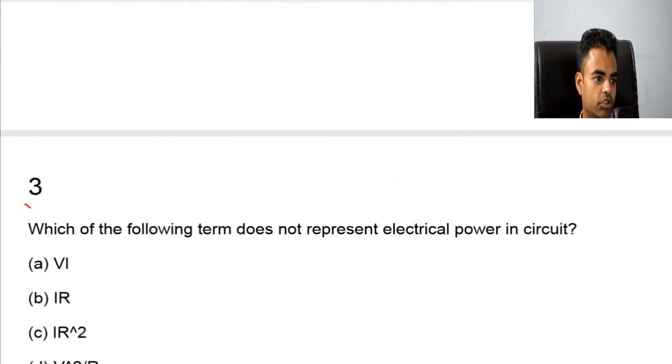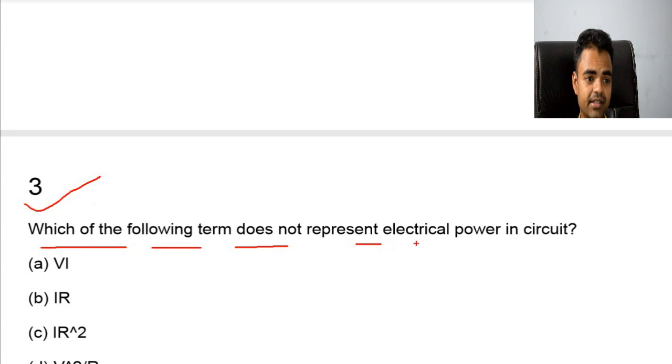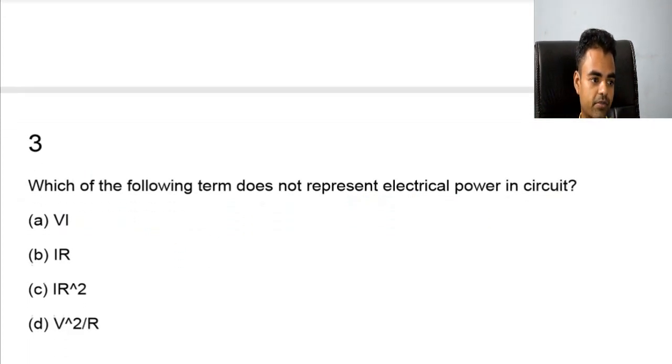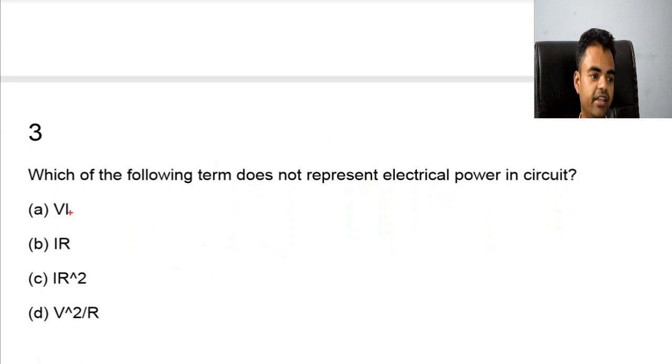Now let's come to question number 3. It is one of the simplest questions. If you have even a little basic knowledge about current and electricity, you can easily solve this question. What does it say? Which of the following terms does not represent electrical power in a circuit? So here we have 4 options, right? VI first, second I R, third I squared R, and fourth V squared R, right? So the correct answer is what?